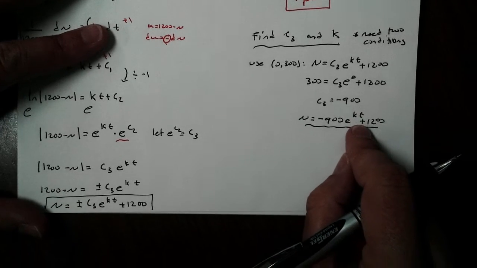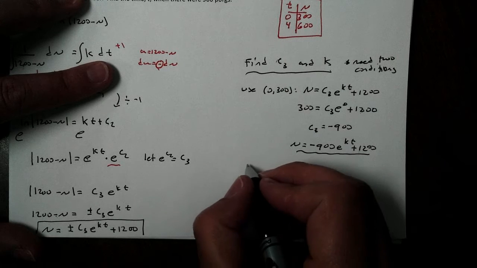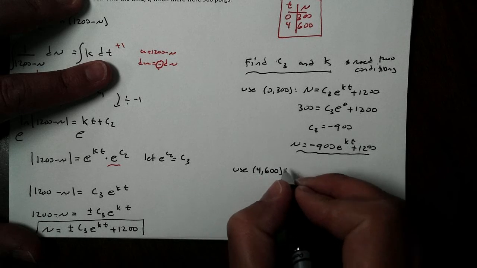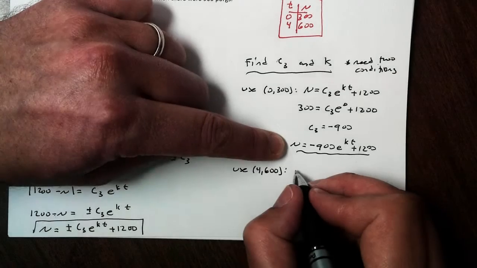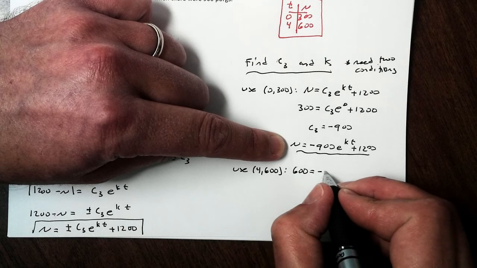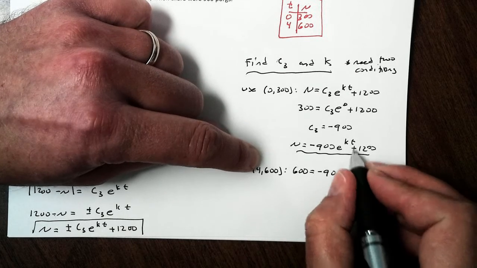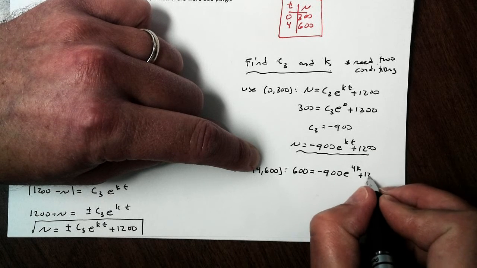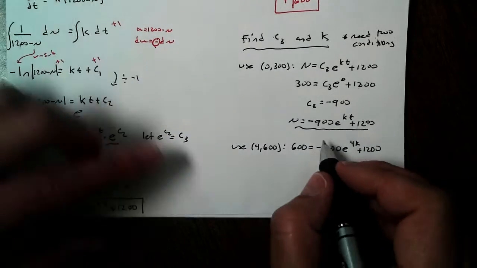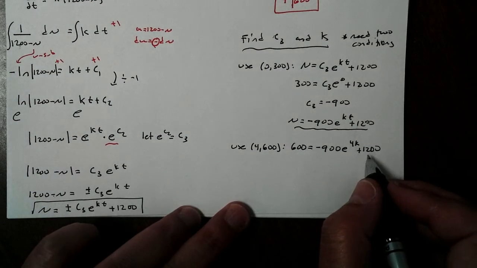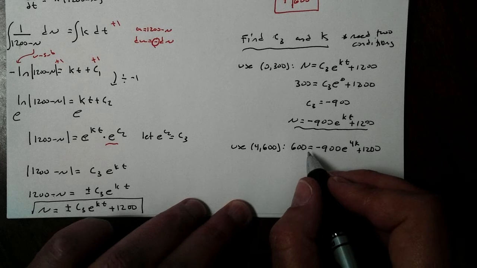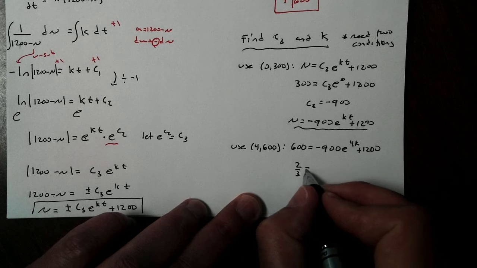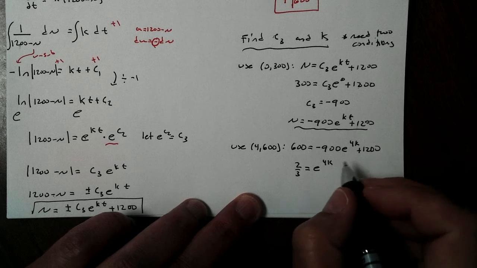Now I still haven't solved for k yet, but I still have one more condition. So now I'm going to use my second condition for 600. Plugging it into my new formula, we would get 600 equals negative 900 e to the t is 4, so we get 4k plus 1200. Solving the exponential, first thing we're going to do, we're going to subtract 1200 and then divide by negative 900, so that becomes 2/3 equals e to the 4k. That's just algebra right there.